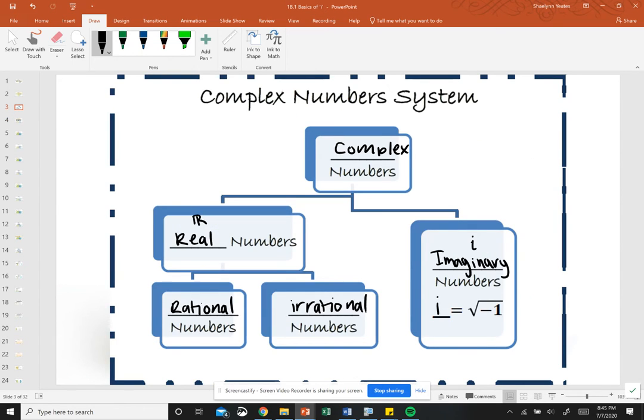So an example of a complex number would be like 3 plus 2i, or 4.1 minus 3.6i. Those are examples of complex numbers. Imaginary numbers are numbers like i, 2i, pi i, square root 2 i. All of these are imaginary numbers.